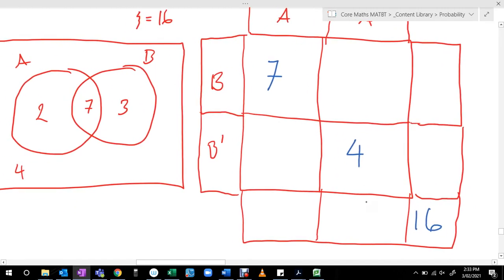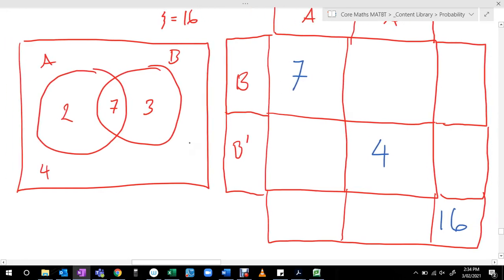And with most of these, you'll find that you actually only need 4 numbers to fill it out. So we'll use one more number. Let's go with A only. Okay, A only. So that's saying A but not B. So that would be this one. A but not B. So that means that's 2.